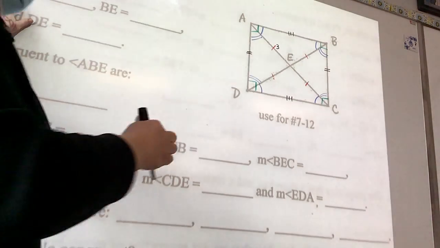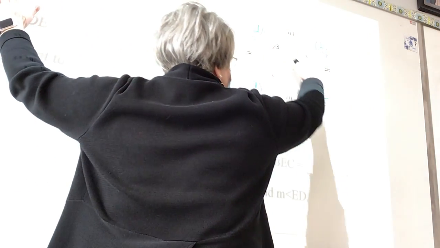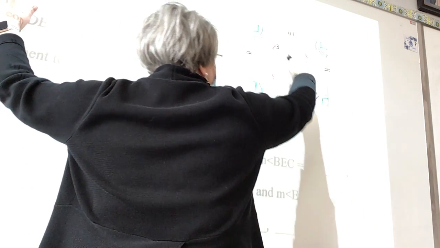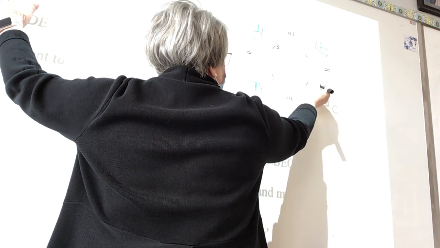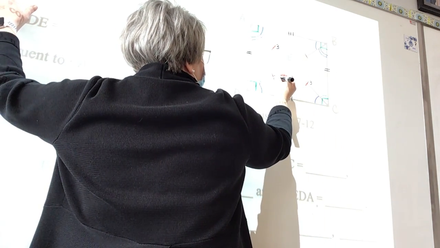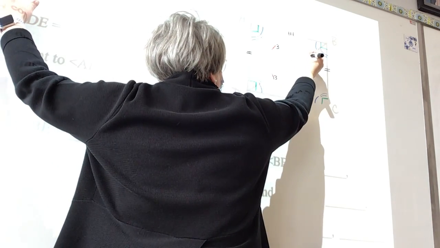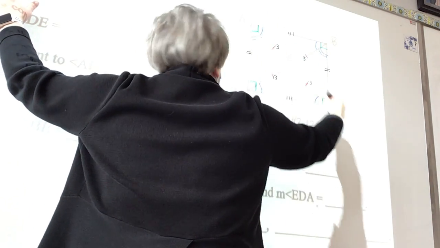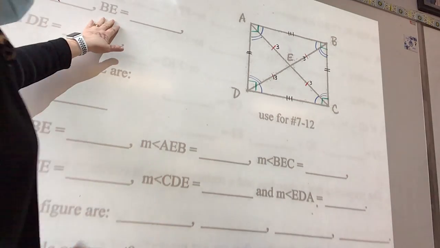Would anybody know how long AC, the whole thing, would be? Because what's this part down here? And then what's this part? Because they're all congruent, right? And what's this part? 3. So the whole thing, excellent job, AC is 6.